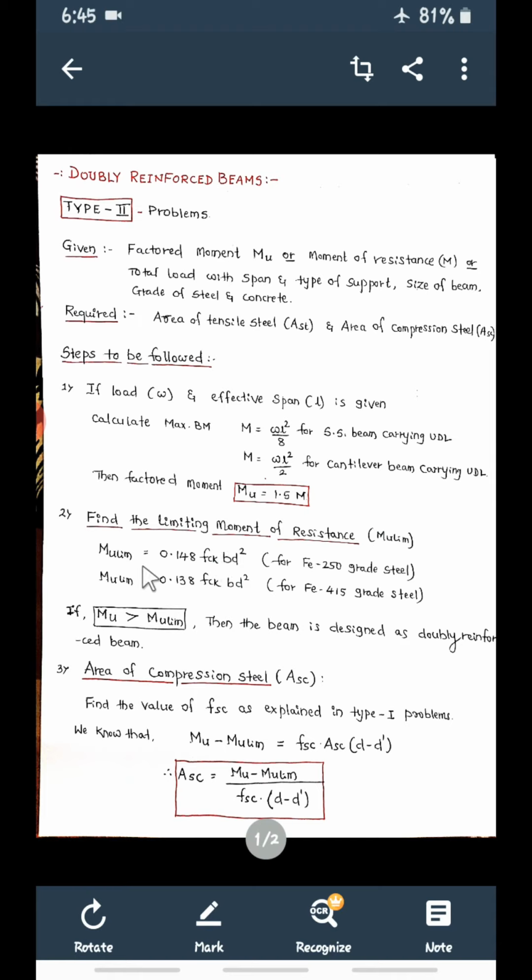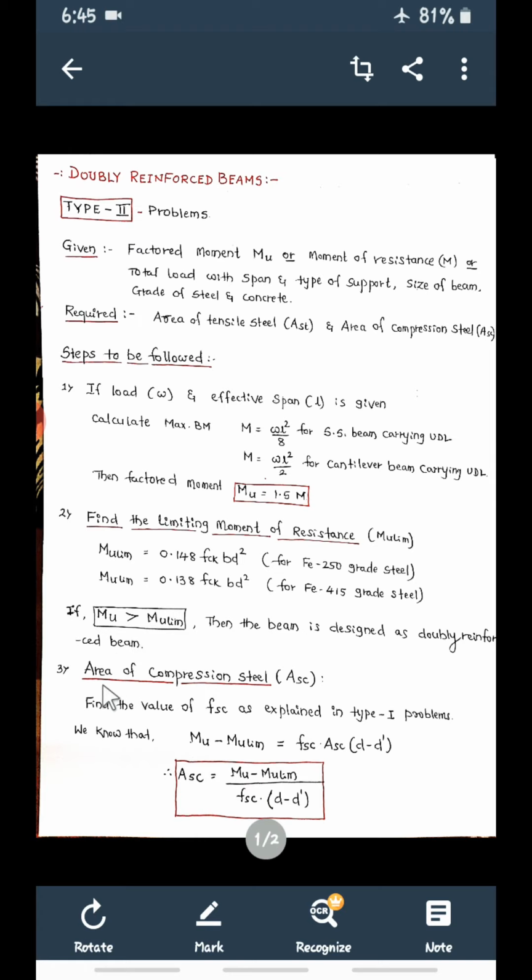After calculating Mu limit, now you have two values: Mu from the first step and Mu limit from this step. Compare these two. If Mu is greater than Mu limit, then the beam is designed as a doubly reinforced beam. Why we are checking here is, in the problem they will not mention doubly reinforced beam; they will just give the beam. They will not mention singly or doubly reinforced. If it is mentioned, then no problem. So if Mu is greater than Mu limit, the beam is designed as a doubly reinforced beam.